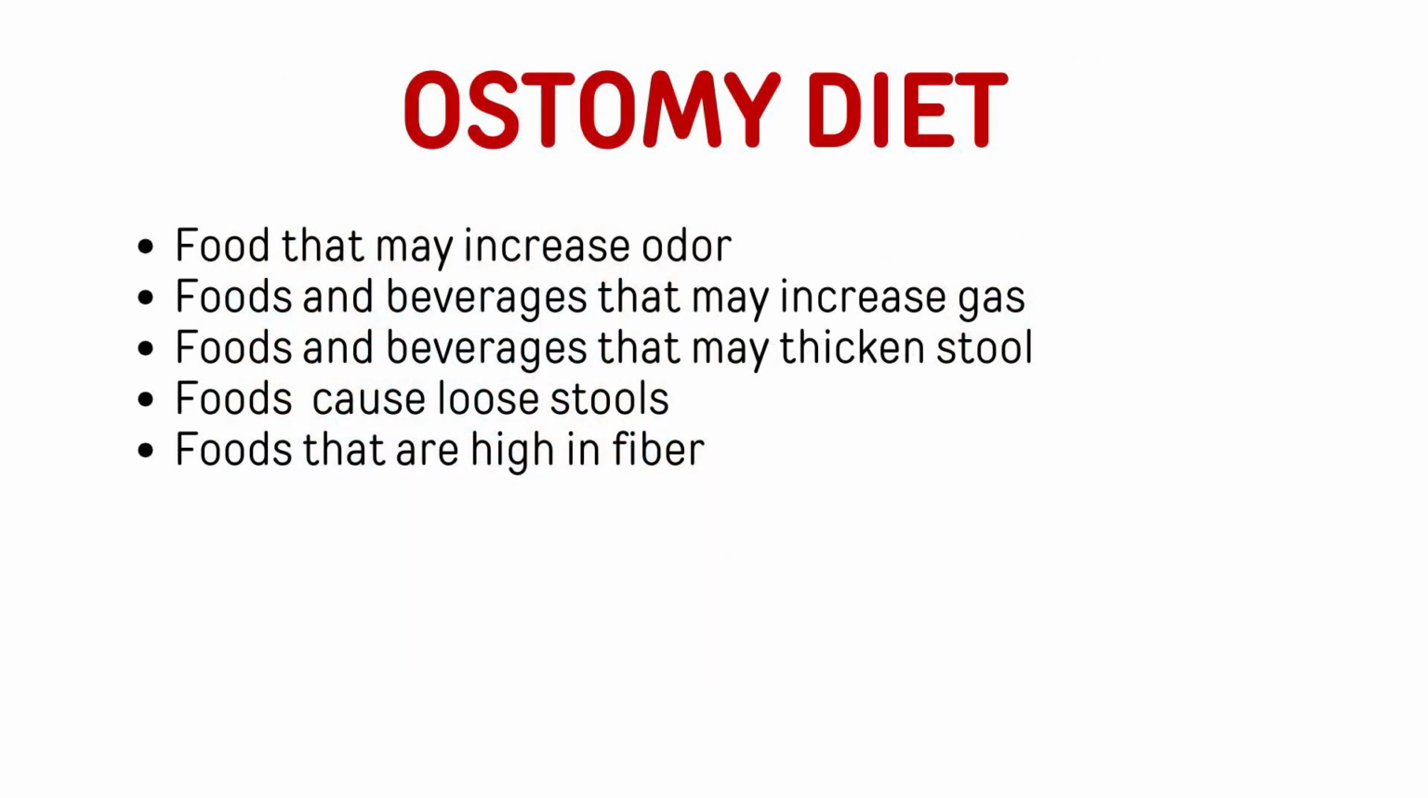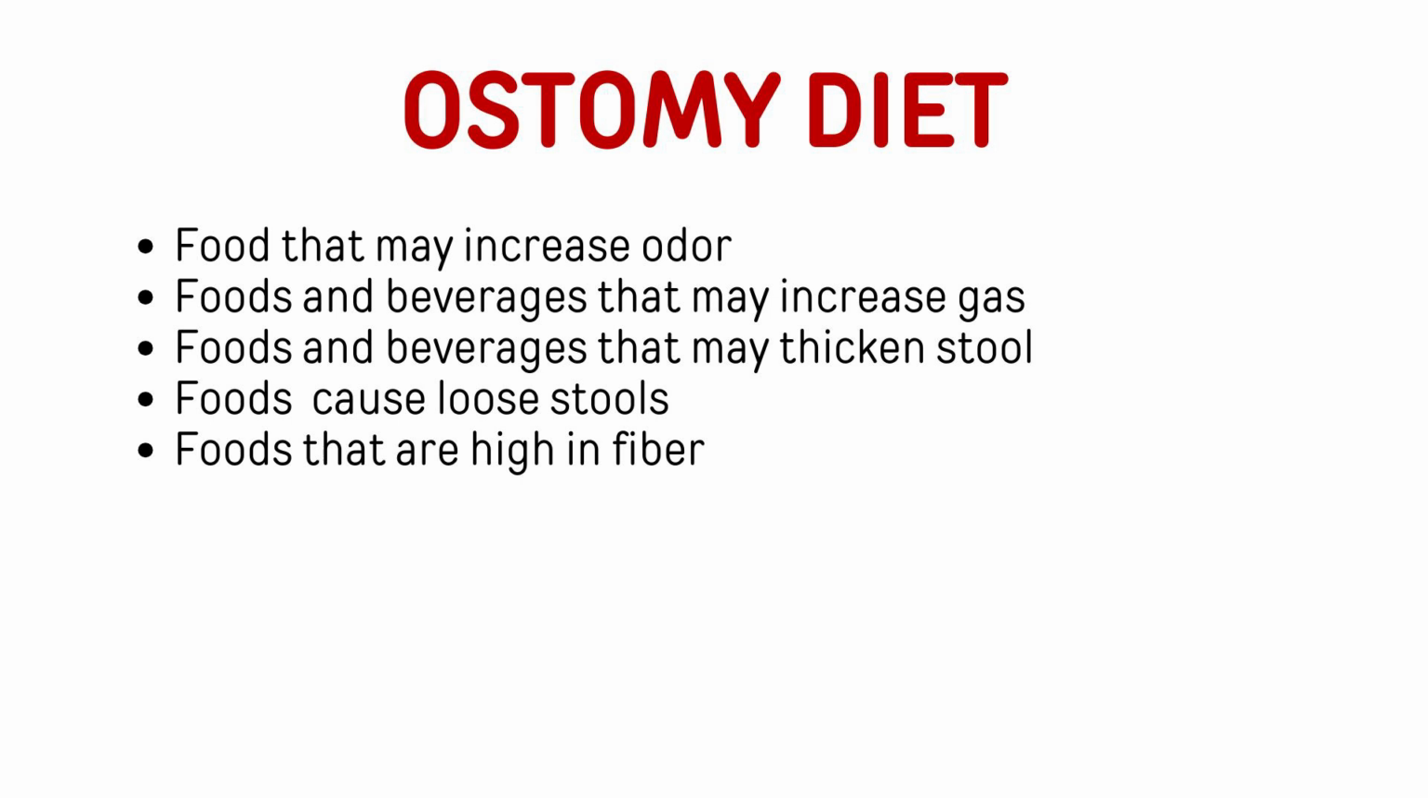Next we'll move into the ostomy diet. What type of food we need to give. This is a very important part. We have to choose and give the foods to the patient. First, we have to avoid the foods that may increase odor, for example eggs, fish, garlic, onions, broccoli, asparagus. Those foods we should avoid.